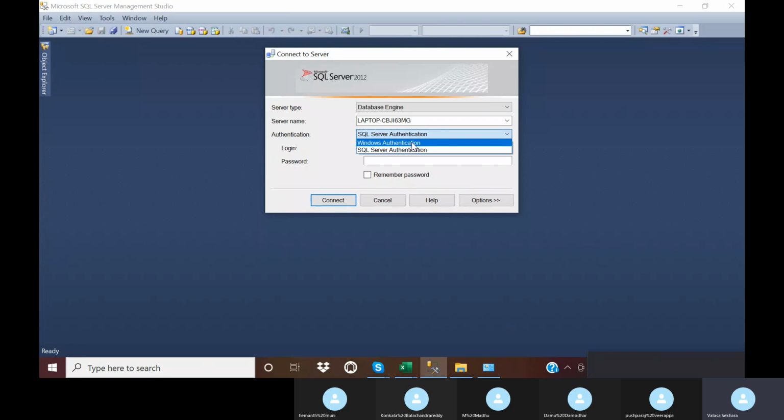Suppose we take Windows authentication, this is the username. In the case of SQL authentication, you can set up some password for the username. The main difference between Windows authentication and SQL authentication: most developers use Windows authentication. Remember this point. In real time, most developers use Windows authentication. DBA guys use SQL Server authentication. DBA means database administrator.